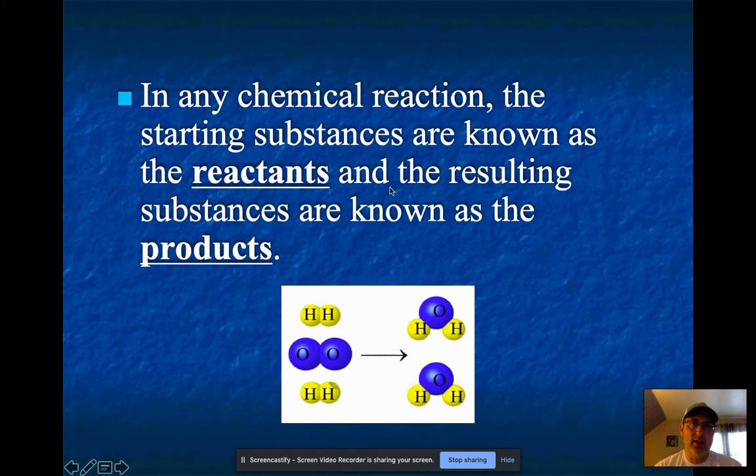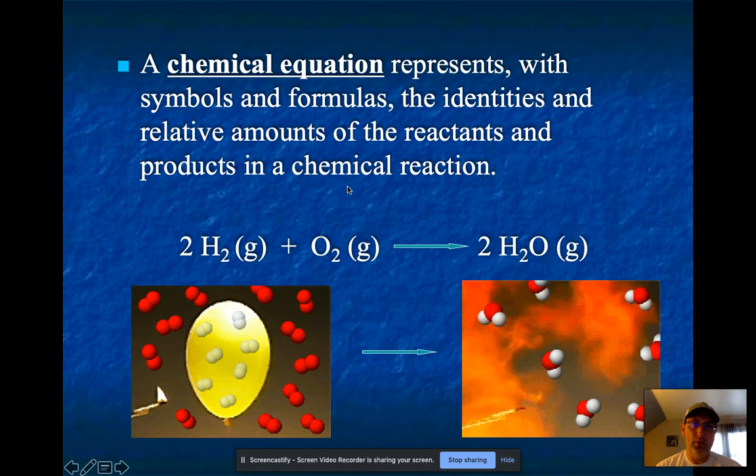A little more terminology. We had this in chapter 1 as well. The starting substances are the reactants, and the resulting substances are the products. When you look at a balanced chemical equation, the reactants are always on the left, and the products are always on the right. And then what we're going to be doing this chapter is writing a chemical equation, and that represents with symbols and with formulas the identities and relative amounts of the reactants and products.